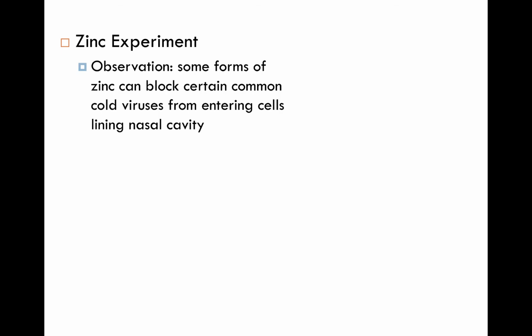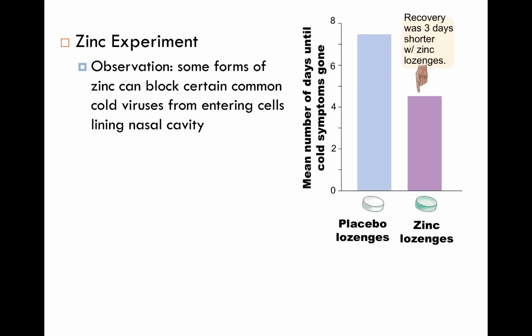Okay, so we're going to look at a zinc experiment, and our observation is that some forms of zinc can block certain common cold viruses from entering cells lining the nasal cavity. So our hypothesis based on that would be lozenges containing zinc reduce length and severity of cold symptoms. And in this study, we have two groups, as you can see on the right here, of the figure from your textbook. We have the placebo lozenges that are given to the control group, and then the true zinc lozenges are given to the experimental group.